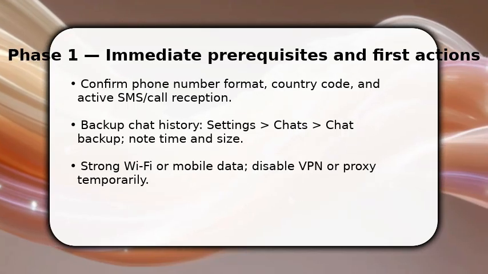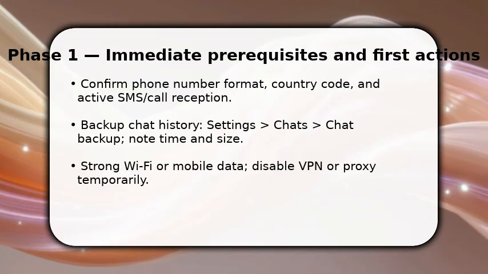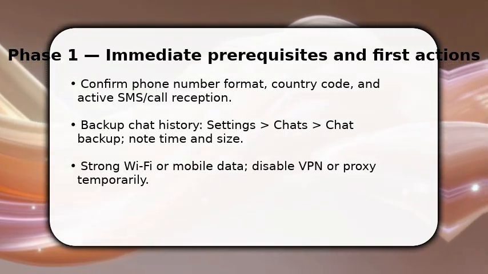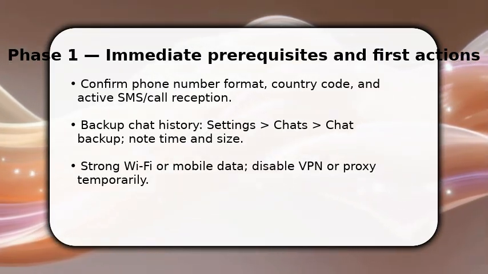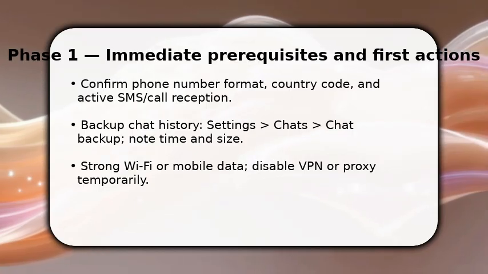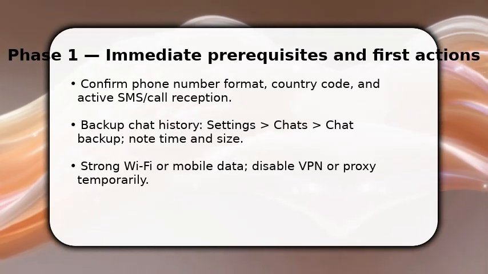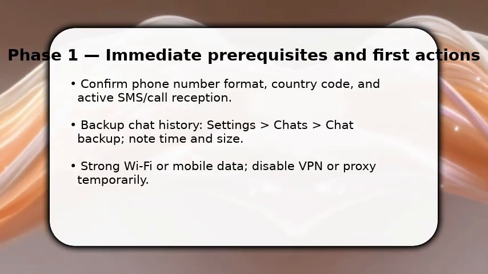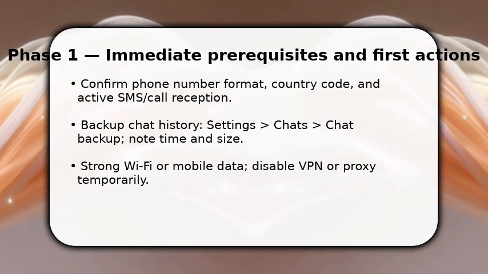You begin by confirming the essentials. Your phone number must include the correct country code, and you need SMS or call reception. Once done, backup chats via Settings, Chats, Chat Backup so you can restore later. Make sure you're on a stable Wi-Fi or mobile connection and temporarily disable any VPN or proxy that could block verification. Now open WhatsApp and proceed to verify. This gets you to the first decisive step, and it prevents data loss during fixes.